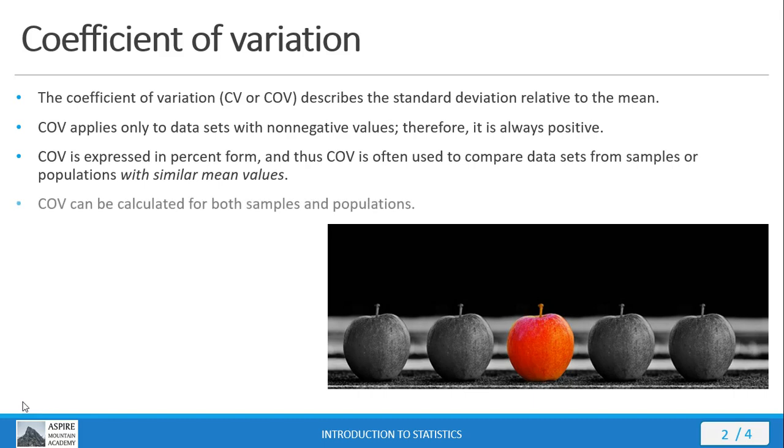Now, we can calculate COV for both samples and populations. The sample coefficient of variation is simply the sample standard deviation divided by the sample mean and then multiplied by 100 to convert from decimal form to percent form. The population coefficient of variation is calculated likewise, using population parameters instead of sample statistics. You'll probably never use these equations since you're likely to use StatCrunch when you need to calculate COV, but it's still good to know what the computer is doing for you.